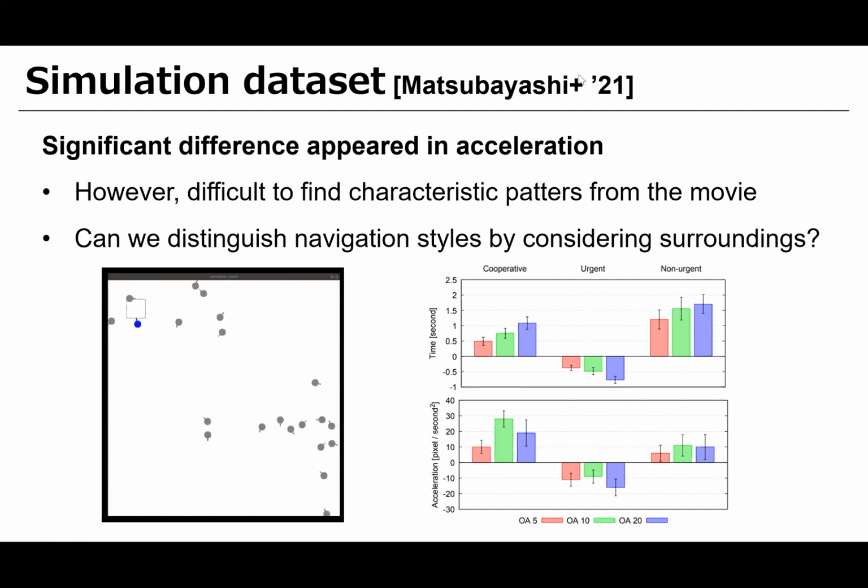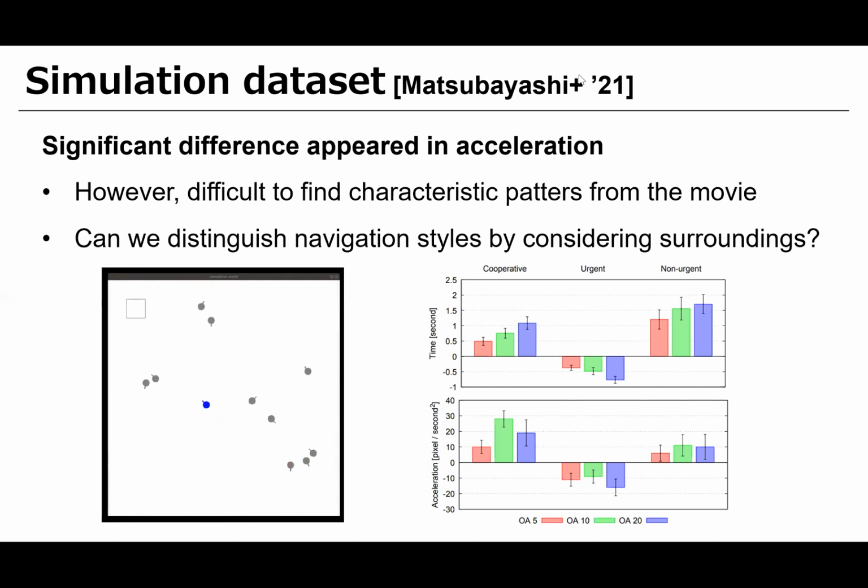In the experiment, we found that a significant difference can be found in the acceleration. The large acceleration was seen in the cooperative case. We consider that in the cooperative case, the subject suddenly changed the movement of the ego agent because they were concerned about other agents. However, even though we can see the significant difference in the acceleration, it is super difficult to distinguish navigation style from the movie.